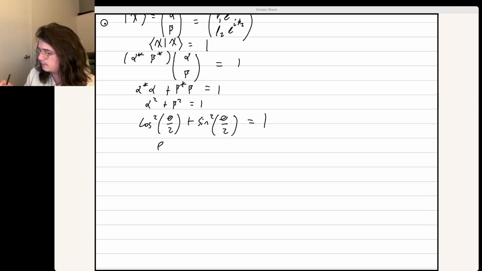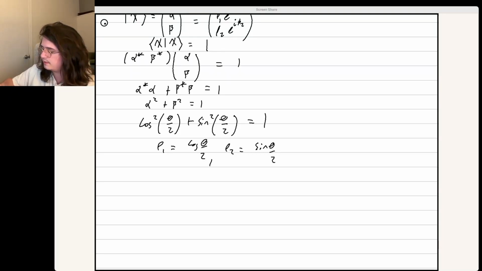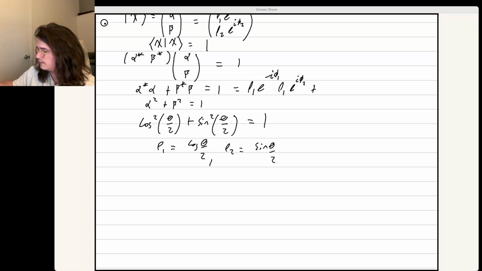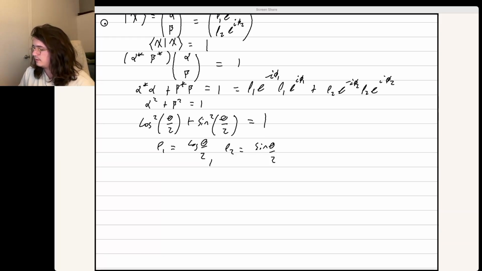So that means that you can take rho 1 as being equal to cosine theta over 2 and rho 2 to be sine theta over 2, because remember, this is just e to the minus i phi 1 rho 1 e to the i phi 1 plus rho 2 e to the minus i phi 2 rho 2 e to the i phi 2, and so the complex bits get canceled out. See, this is definitely what rho 1 and rho 2 look like.